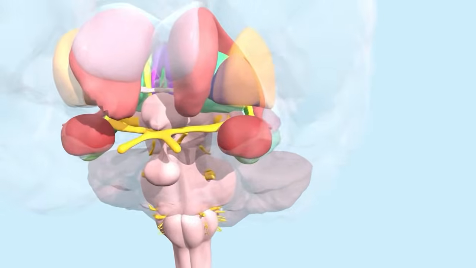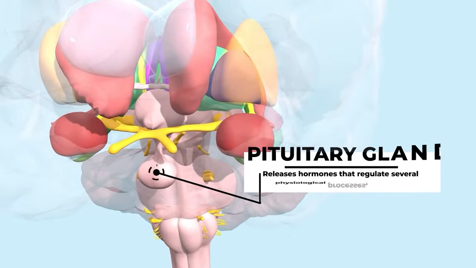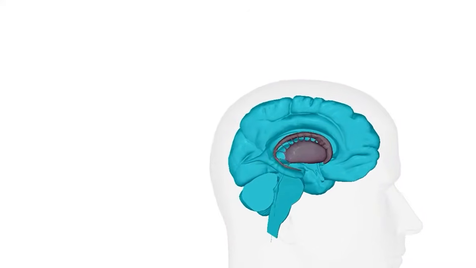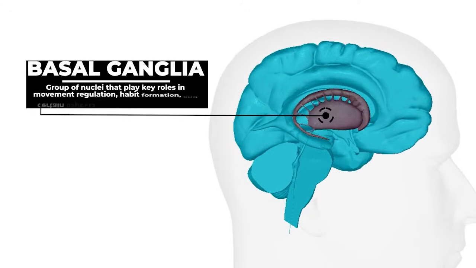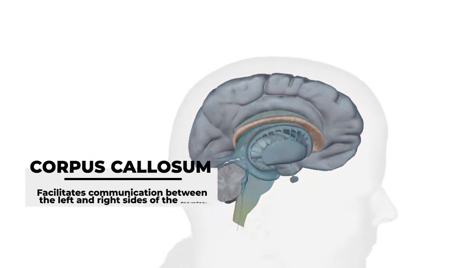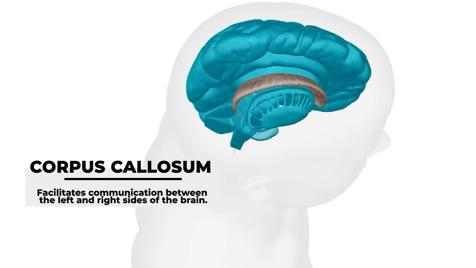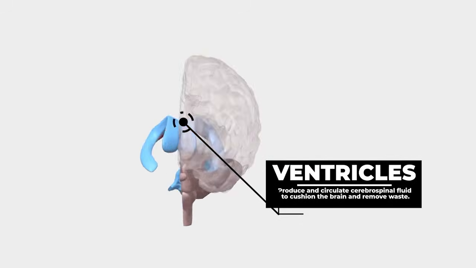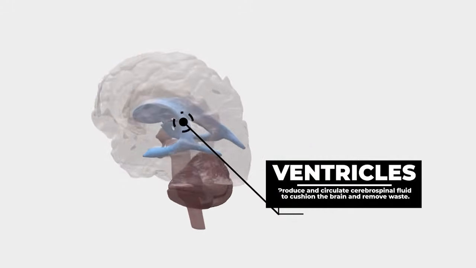Pituitary gland. Releases hormones that regulate several physiological processes, including growth and metabolism. Basal ganglia. Is a group of nuclei that play key roles in movement regulation, habit formation, and certain aspects of cognition and emotion. Corpus callosum. Facilitates communication between the left and right sides of the brain. Ventricles. Produce and circulate cerebrospinal fluid to cushion the brain and remove waste.